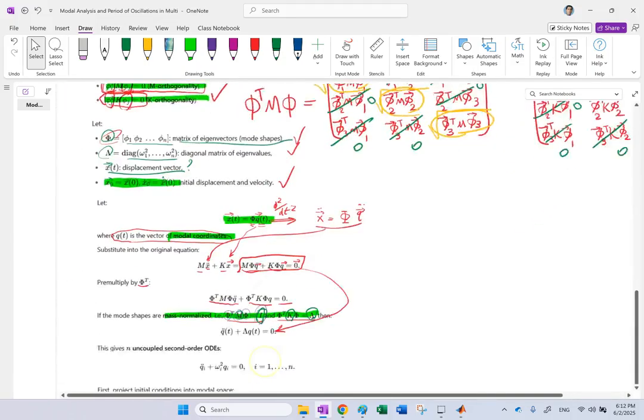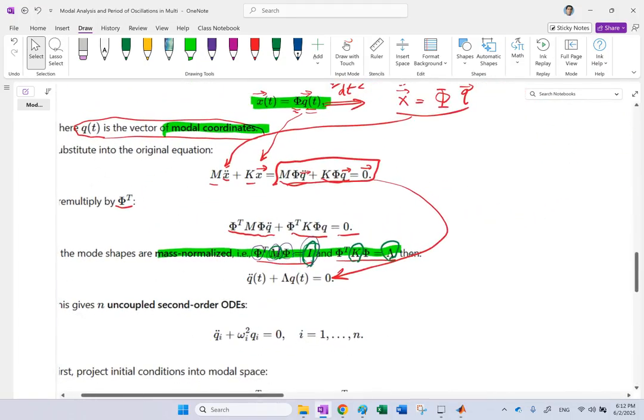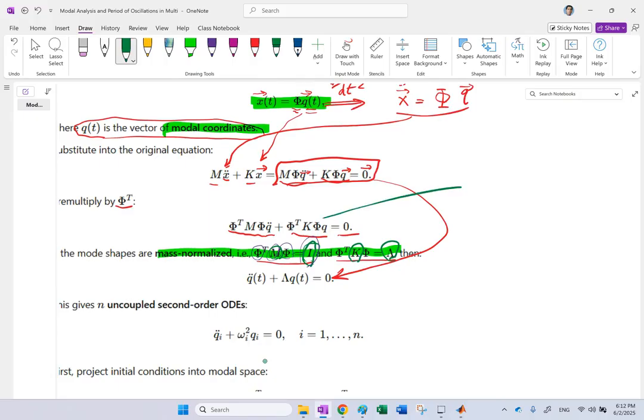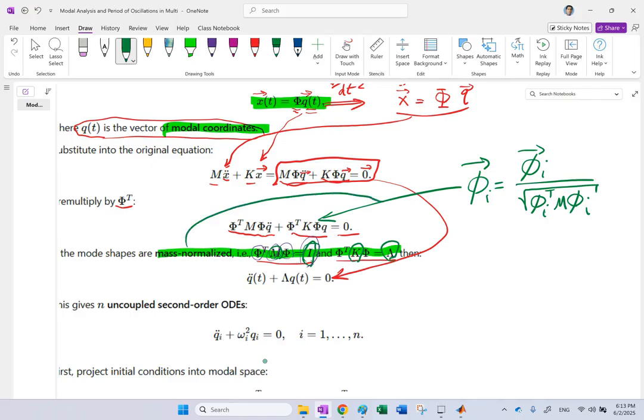So the first thing I do here is, in this equation, I make sure that each phi is mass normalized. So each phi is whatever the original phi was divided by that square root. And what was that square root? Basically phi i transpose times m times phi i. So this is called mass normalization, okay? I do that. If I do that, then I get these two beautiful conditions.